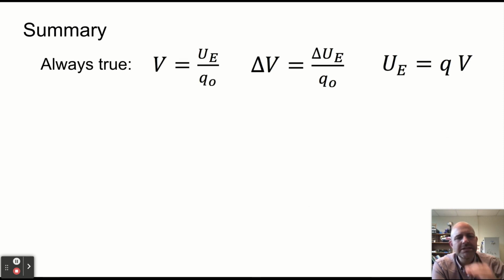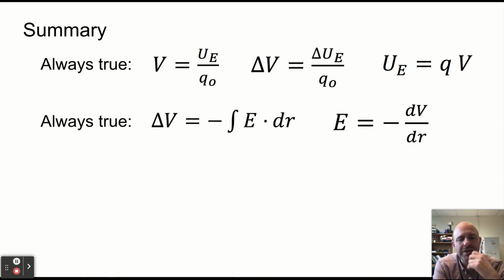So in summary, it is always true that the electric potential energy divided by a test charge, removing the charge that was there or that isn't really at that point in space, gives you the potential at a point in space. A change in potential is also always equal to the change in electric potential energy divided by that test charge. And we define the electric potential energy as a potential multiplied by a charge placed in that spot. Those things are always true. It is also always true that a change in potential is negative the integral of E dot dr, or the differential form, the electric field is equal to the negative dV/dr.